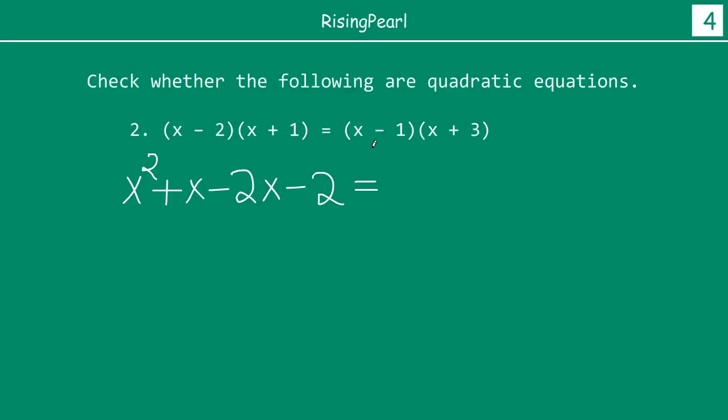Now let's do the same for the right hand side. x times x will be x squared. x times 3 will be plus 3x.